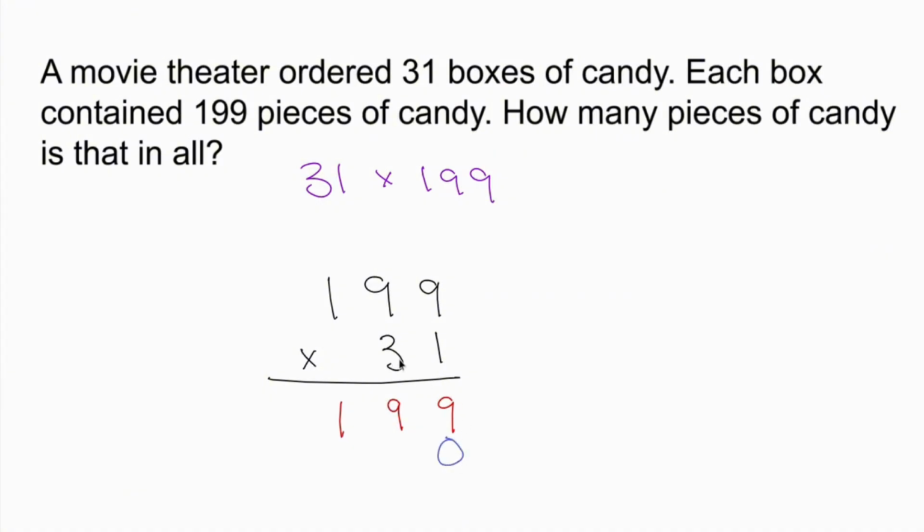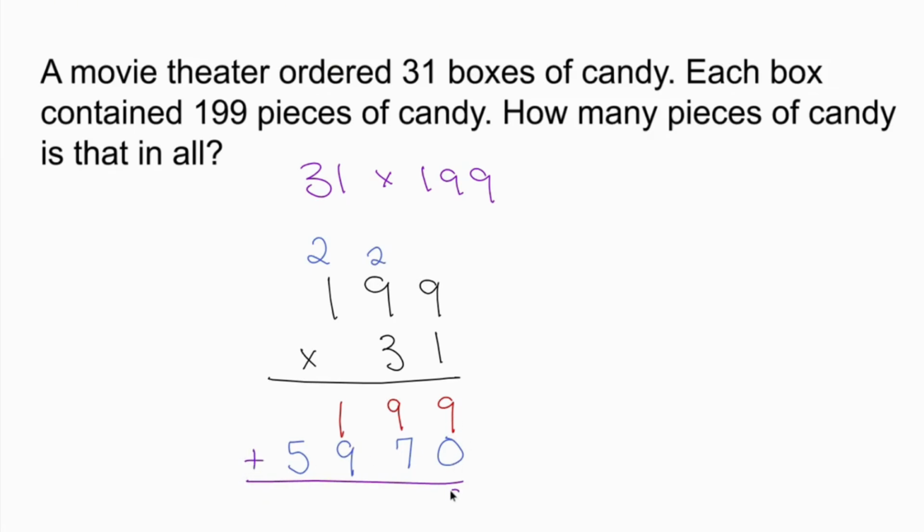Now when we move to our next number over, we always drop a 0 in the ones place value, and then we repeat the same process with 3, knowing that we are going to have to carry over a few times. So 3 times 9 is 27. Write out your 7, carry over the 2. 3 times 9 is 27. 27 plus 2 is 29. Write out your 9, carry over the 2. 3 times 1 is 3. 3 plus 2 is 5. And we're done.